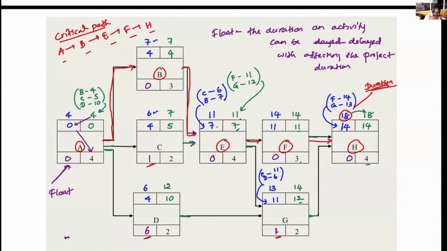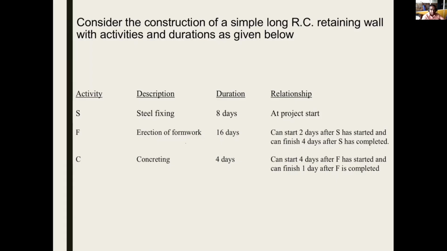So we have solved this particular sum. Now we'll work out the next example. Earlier case you had several activities, around 10 activities. Here we have only 3 activities: steel fixing, erection of formwork, and concreting. Durations are given. For the question that you all have asked earlier, this is how we understand the other types of relationships. At project start, that's no issue.